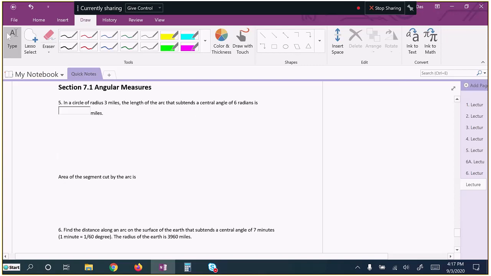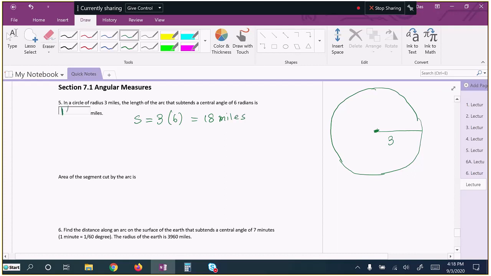The next question is telling you, in a circle of radius 3 mile, the length of the arc subtends a central angle of 6 radians. So this is actually a little easier. And because the angle is in radians, the radius is 3 miles. So the arc length should be S equal to radius times the angular measure, 3 times 6, which is 18. And this time the unit is given, so the arc is 18 miles.